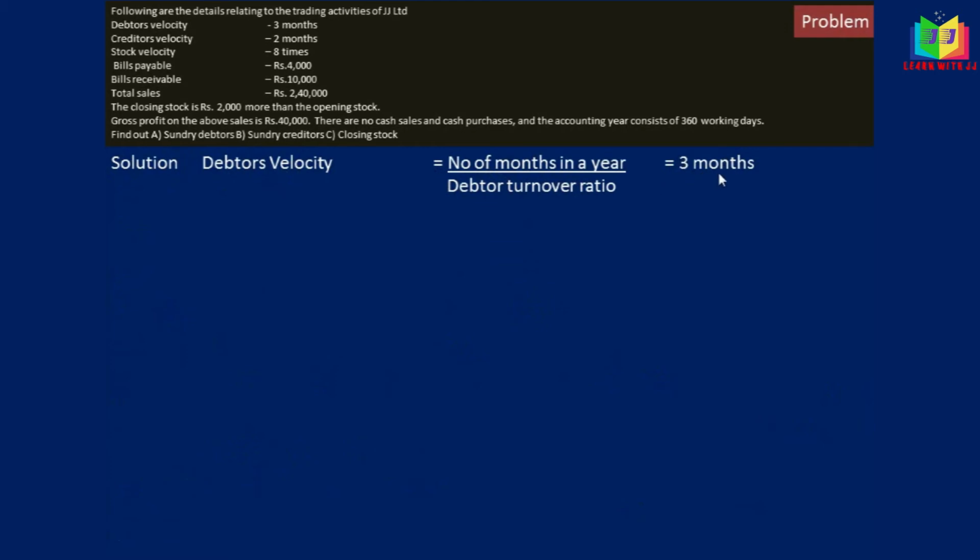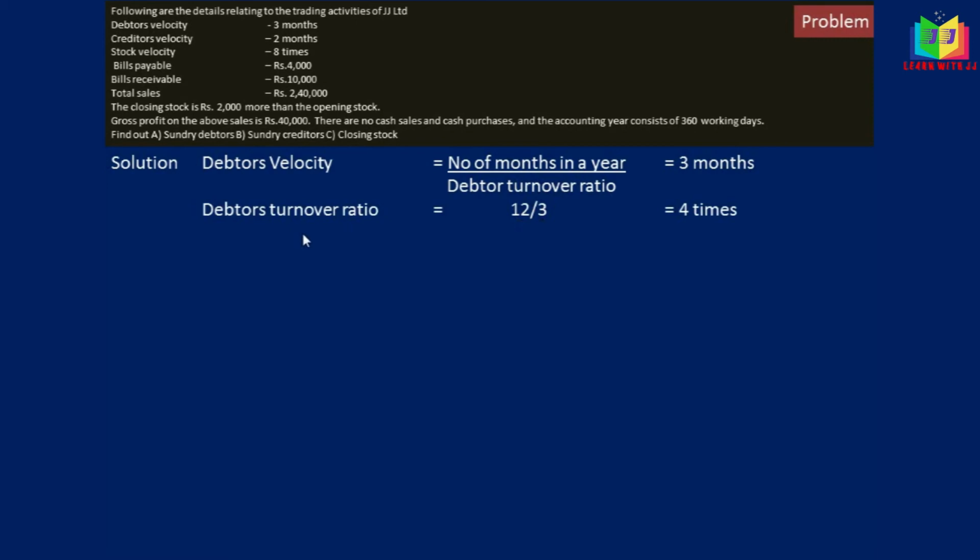Okay, if it is given in days, we can take number of days in a year, and in this problem it is clearly given, that is 360 days are there, but we need not use the days because it's given in months, so we can take number of months in a year divided by debtor turnover ratio, that is 3 months. Okay, and if you do this cross multiplication, we'll get debtor turnover ratio. This 3 months will come here, and debtor turnover ratio will be 12 divided by 3, that is 4 times.